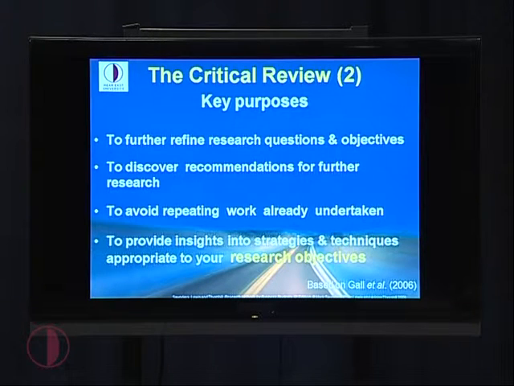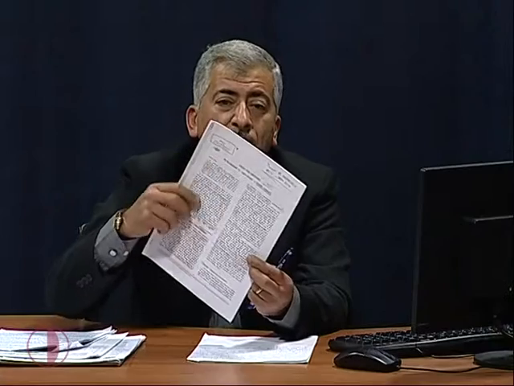As you go through some articles in a journal, you will find at the end, or in the conclusion of the article, some recommendations for further research, where the author was unable to find something or was not sure about his findings. Another purpose is to avoid repeating work already undertaken.